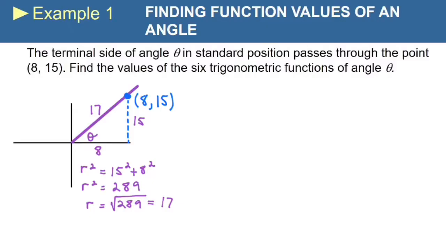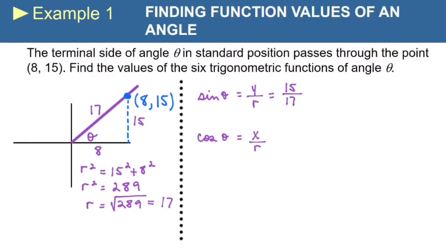And to find the 6 trig functions for angle theta, we just use the definitions that we saw on the last slide. So the sine of theta is equal to y over r, which for this angle theta is going to be 15 over 17. The cosine of theta is x over r, which for this theta is 8 over 17. And the tangent of theta is y over x, which for this theta is 15 over 8.